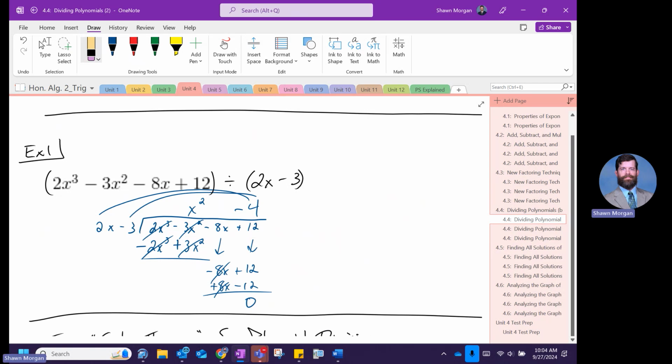Would your remainder be if the very last term doesn't cancel out? Yeah. So if this was, let's just make something up, 13, 13 minus 12 would be 1. You'd have a remainder of 1. And how do I write my answer up? X squared minus 4. Wrong. There we go. Good. Y'all are going to be grumpy with me for saying this.